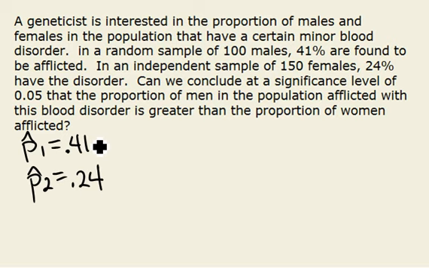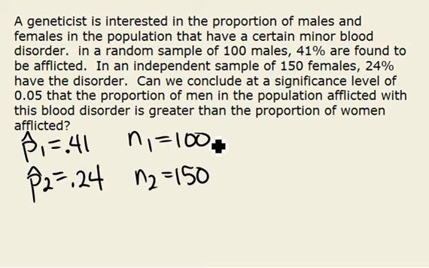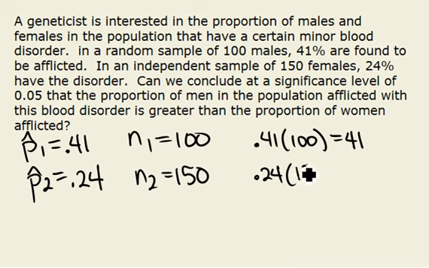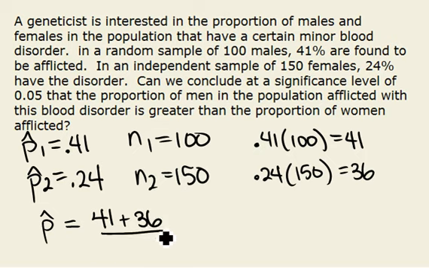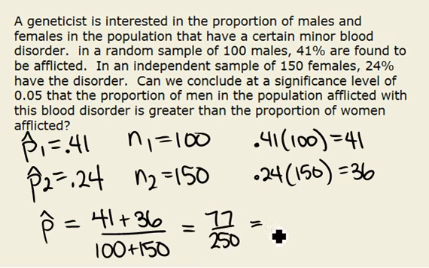And in order to get that, we need counts of how many people are afflicted here. So let's take our two sample sizes, 100 for the males and 150 for the females, and let's extract from that the number of people that are afflicted. If we take 0.41 times 100, we'll see that that's 41 people who have the disorder out of 100, and if we take 0.24 times our 150, we'll get that there are 36 females that have the disorder. So our common value p-hat is our two numbers of people afflicted added together divided by our total number of people. And this will give us 77 out of 250, which is approximately 0.308.